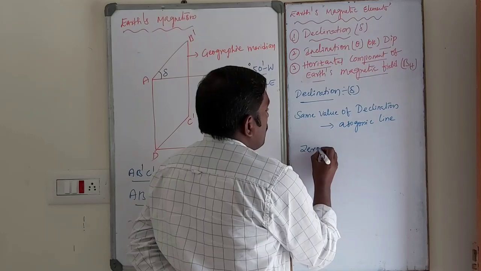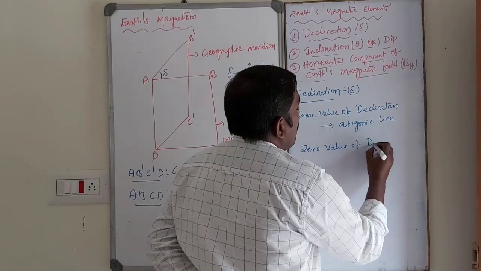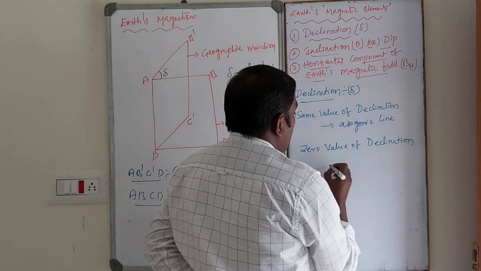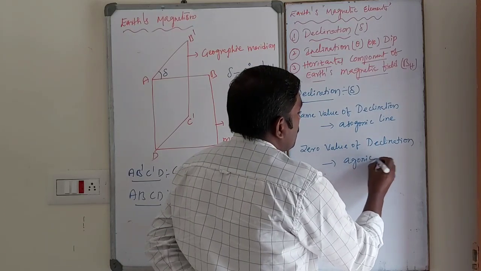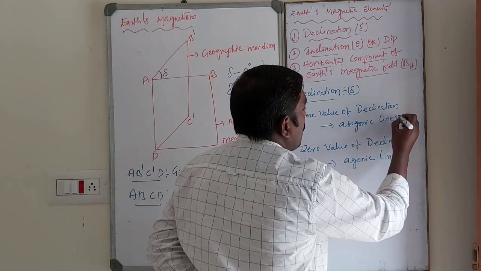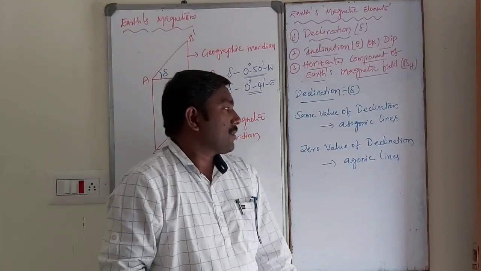The line passing through the zero value of declination is called agonic lines. Agonic line or agonic lines.